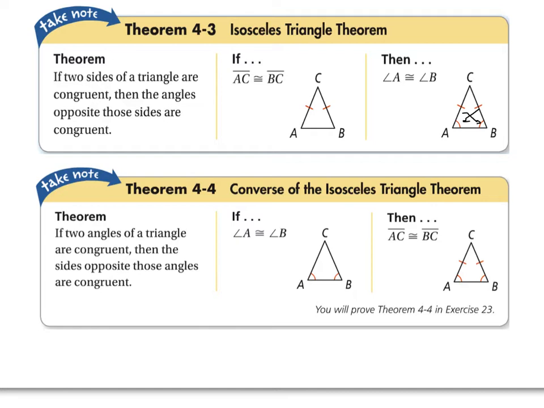Now, the converse is like the flip of that. If two angles of a triangle are congruent, then the opposite sides of those angles are congruent as well. So, if I say angle A and angle B are congruent to each other, then the sides opposite of those angles are congruent to each other as well. That's the converse of the isosceles triangle theorem. All right, so those are the two theorems that you're going to look at here in this section.